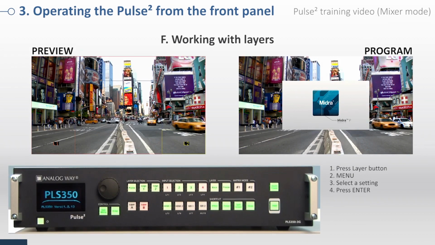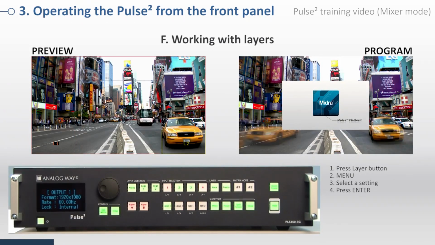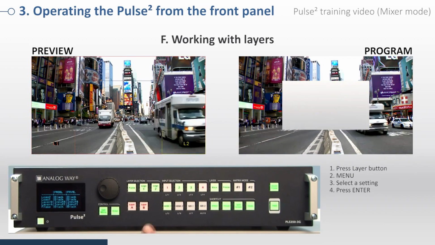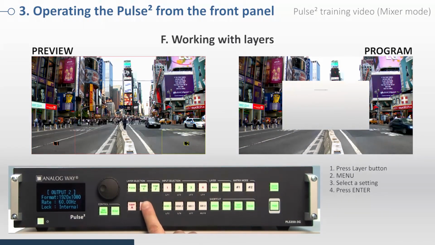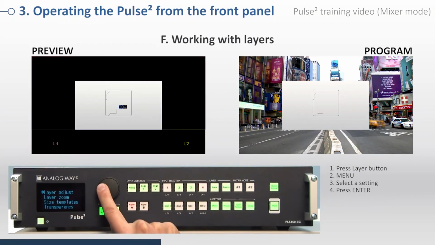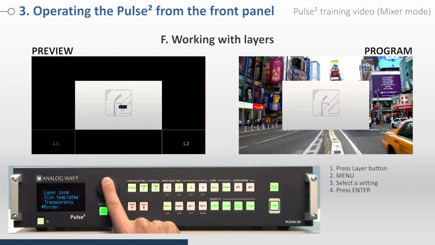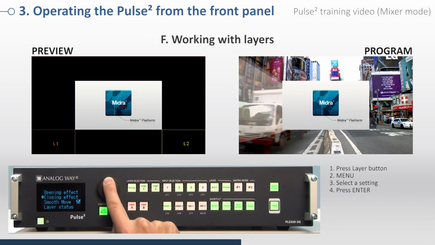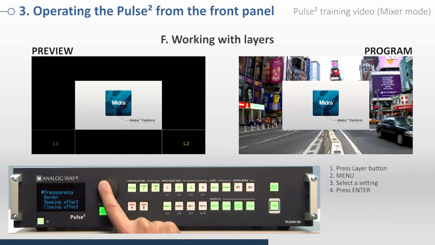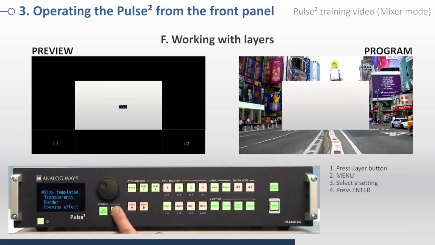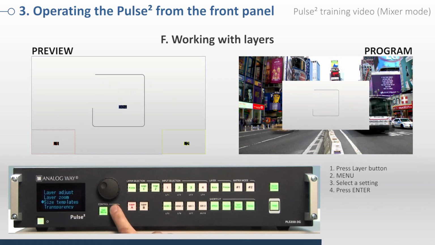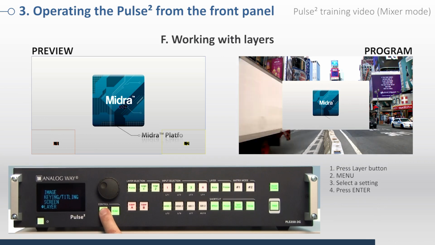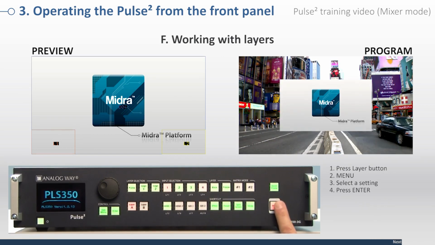Working with layers. Once a source is assigned to a layer, you will have access to layer settings in the Layer menu or directly by pressing the Layer button. The available settings depend on the layer selected: layer adjust, layer zoom, size templates, transparency, border, opening and closing effect, smooth, move, status. All changes have to be validated by pressing the Enter button in order to be saved. Press Take to view the result on the program screen.